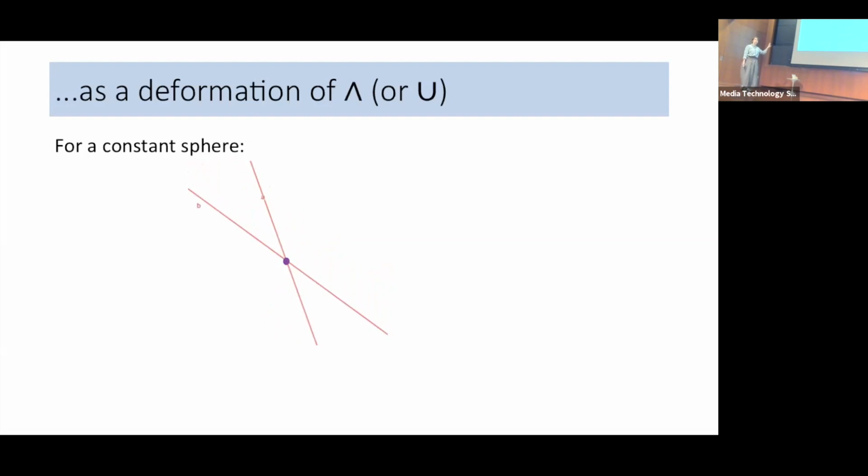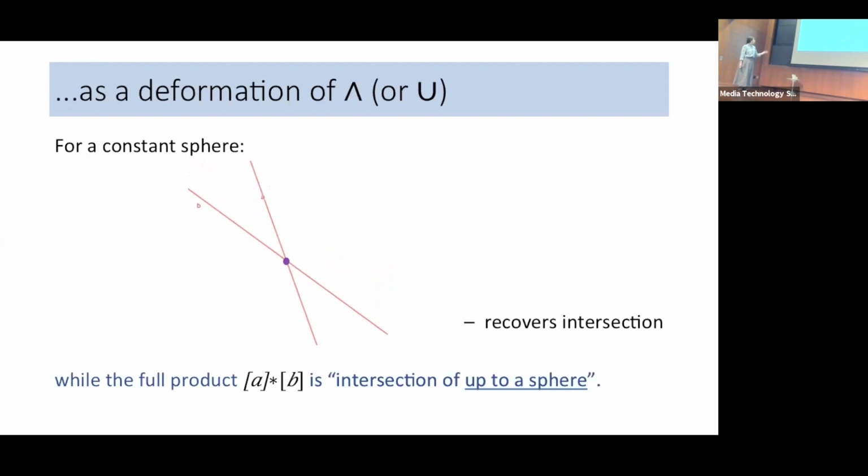So if I just take into account constant spheres, I recover the usual intersection product from homology, which is what graduates the cup product in cohomology, or the wedge product on the de Rham cohomology. So that's one you should be hopefully familiar with on some level. And then the quantum product just says, well, instead of asking for things to intersect on the nose, we ask for them to intersect up to a sphere.